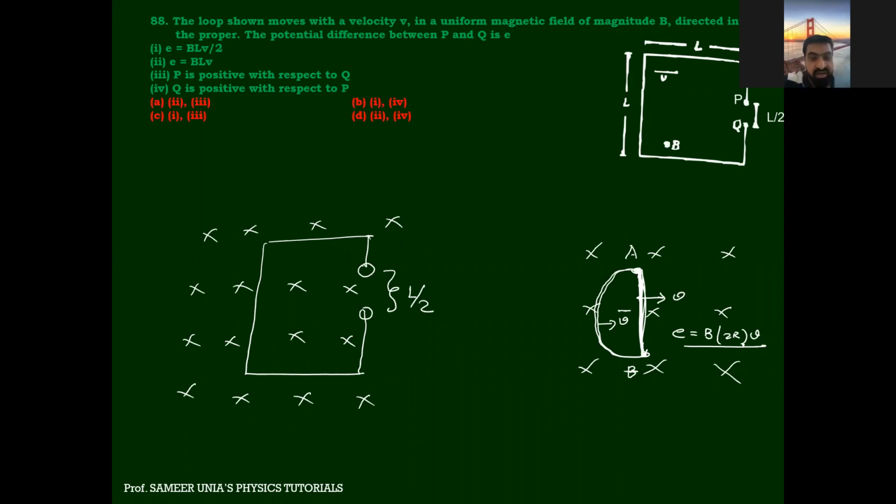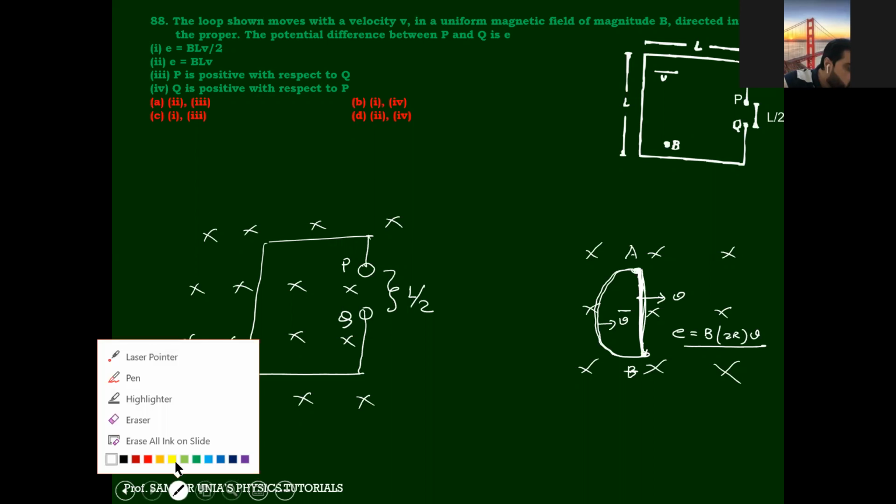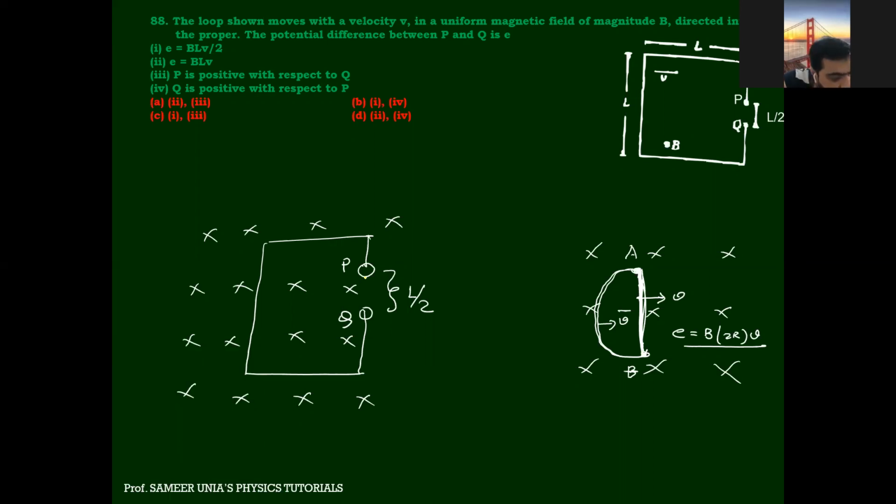Okay, here what will I do? These are P and Q. What is the displacement? Take L by 2 as the rod. Very good, very good. So I'll take this and I'll move this. What will be the EMF induced? B into L by 2 into V, right? That is BLV by 2. Is that correct?